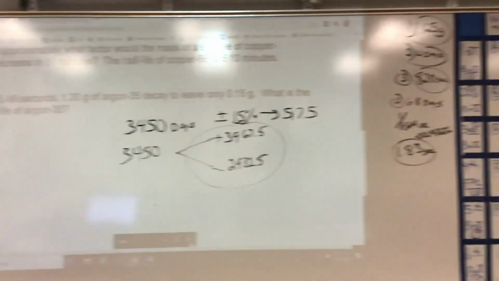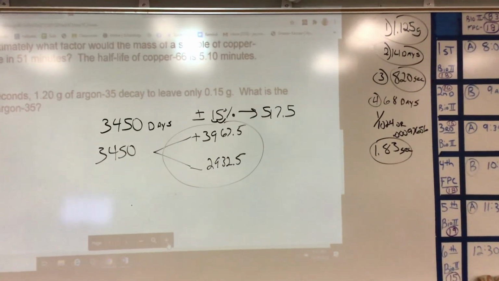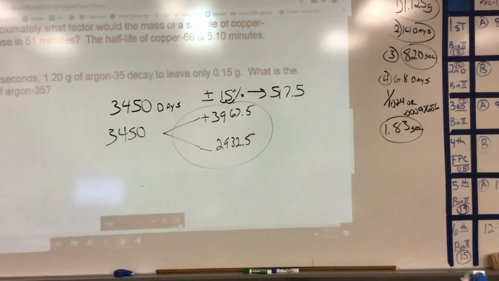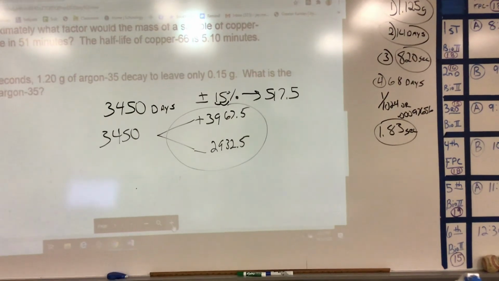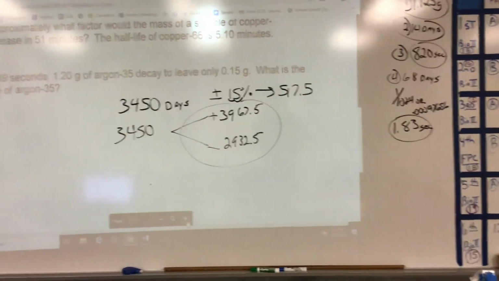Oh, and here, real quick, there's the answers. Number 1, 0.125 grams, 14 days, 820 seconds, 68 days, 1 over 1,024 through that, 0.0009765625, and then 1.83 seconds. Okay, done.